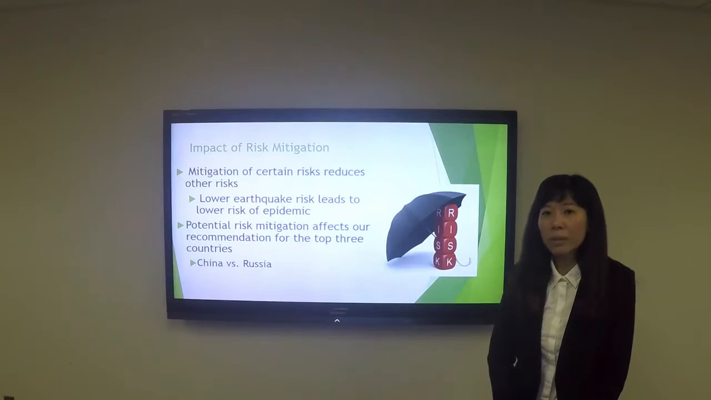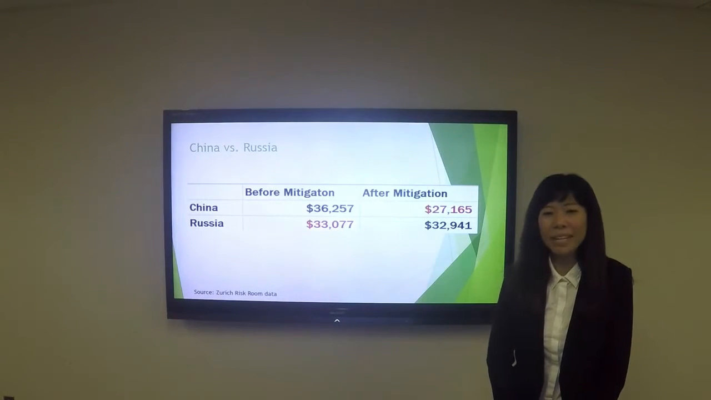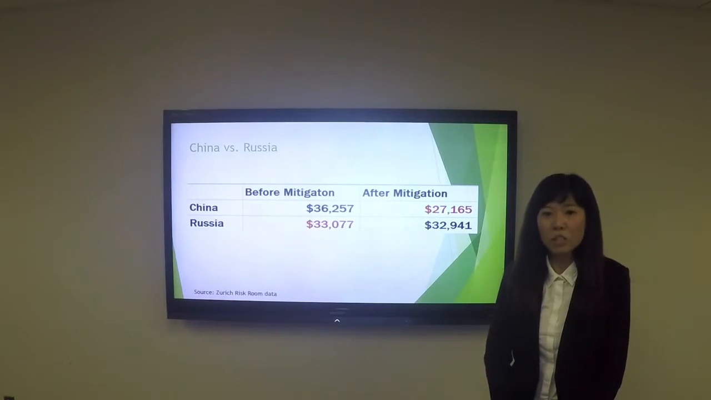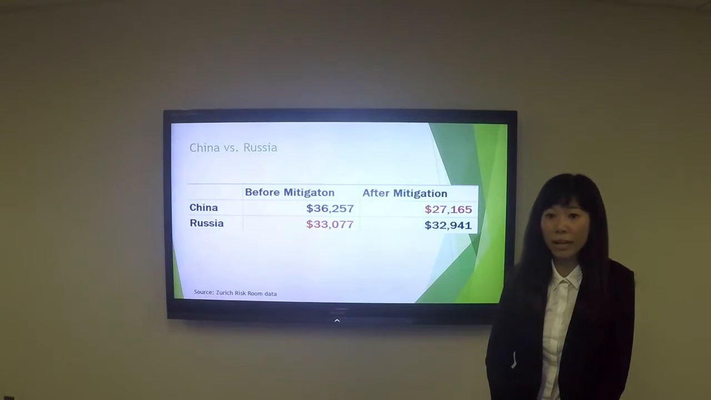Based on risk room, mitigation of certain risks reduces other risks. For example, lower earthquake risk leads to lower risk of epidemic and infrastructure. In this mitigation process, we analyze over and over again by using our own model. The result shows that China has lower risk than Russia after taking into account such mitigation.